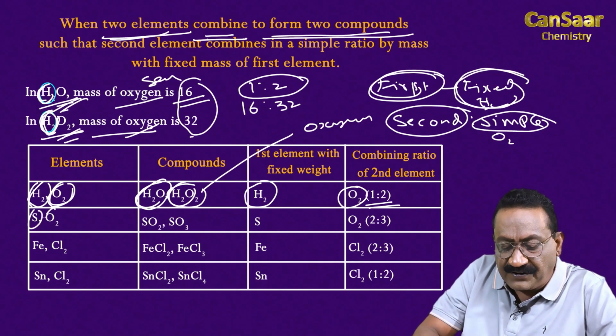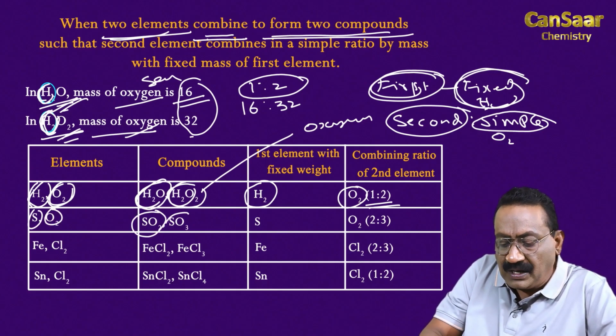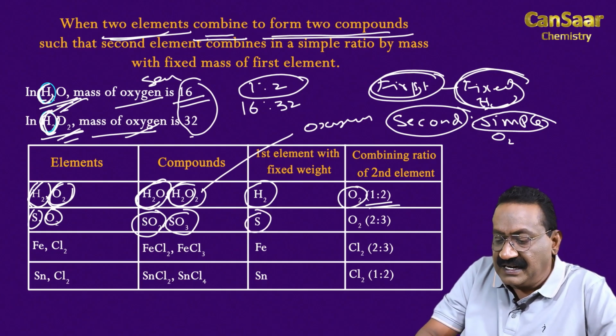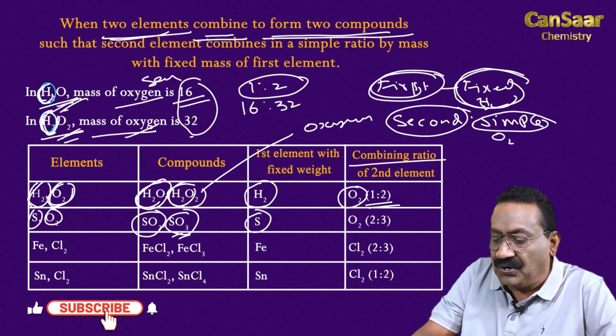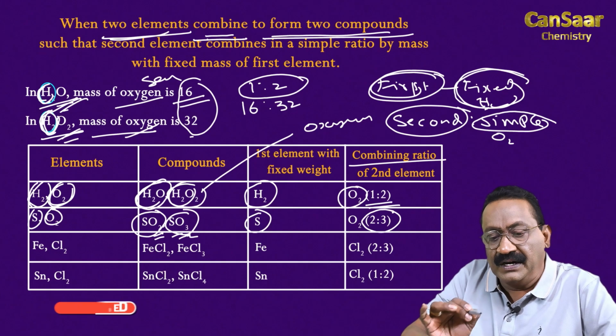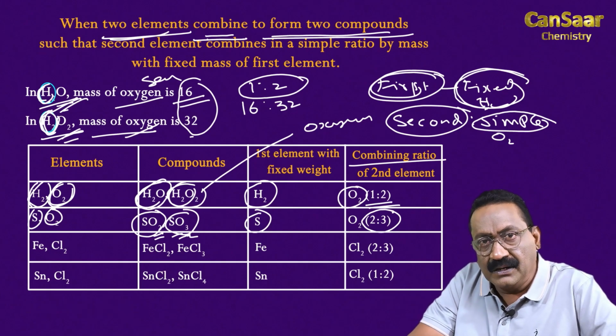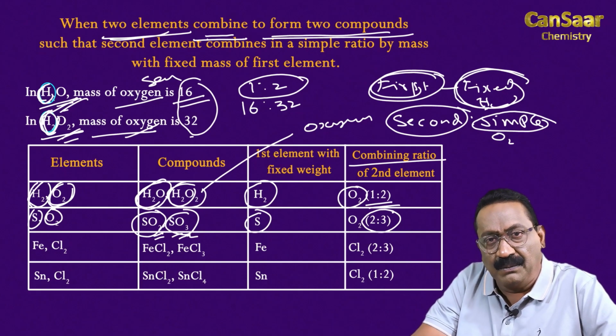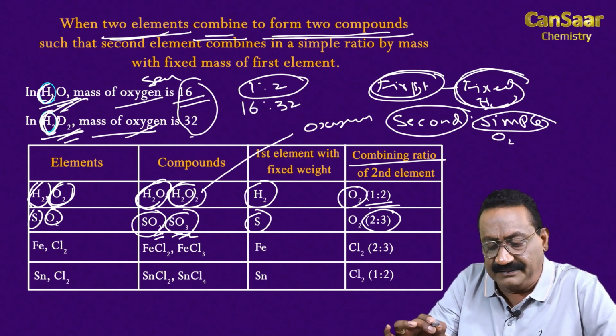Likewise, two elements sulfur and oxygen combine to give SO2 and SO3, and here in both cases the first element sulfur's mass is fixed and the second element oxygen's combining ratio is 2:3. So, when two elements combine to form two compounds, the second element combines in a simple ratio by mass with a fixed weight of the first element, known as the law of multiple proportions given by Dalton.